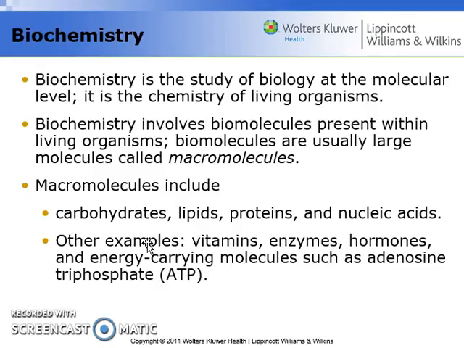So one term that you'll probably hear me use throughout this lecture is biomolecules. The primary ones we're concerned with are the proteins, carbohydrates, lipids, and the nucleic acids. So those are the four primary biomolecules, and the bigger the biomolecule is, we refer to it as a macromolecule, which just means it's a large molecule. An example of that would be something like starch, which is a very large polysaccharide.